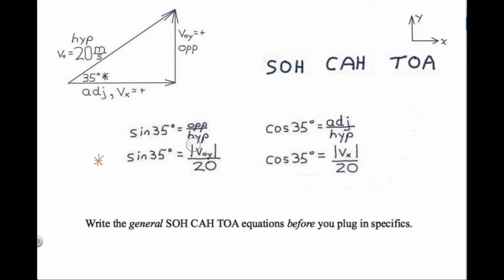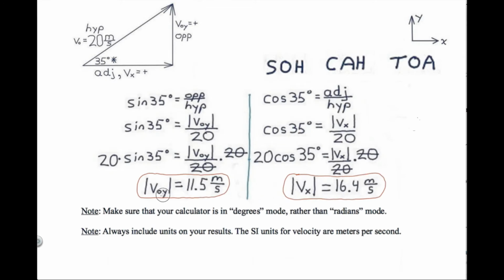This equation now has one unknown, and this equation now has one unknown. So we can solve this equation for the magnitude of v sub 0y, and we can solve this equation for the magnitude of v sub x. Our results are that the magnitude of v sub 0y equals 11.5 meters per second, and the magnitude of v sub x equals 16.4 meters per second.